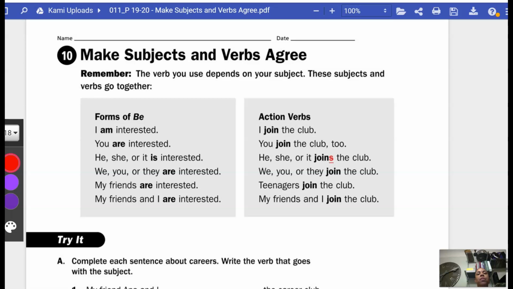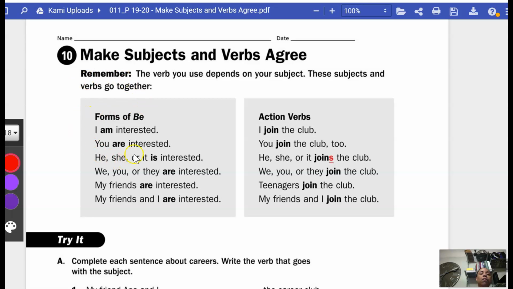Okay, so the Nearpod that you should have finished is talking about making subjects and verbs agree. So this is to practice what you guys went over in the Nearpod. Okay, so if you did the Nearpod, then you should remember that the verb you use depends on the subject of a sentence. The subjects and verbs go together.